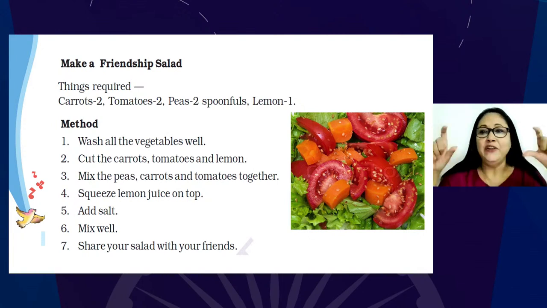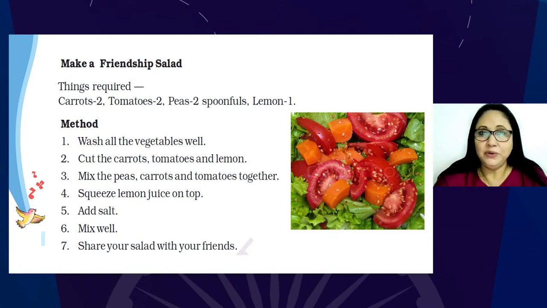And name it a friendship salad. It will be so beautiful. You can use beetroot also. Whatever you want to use, you can use. It will be very tasty. More than taste, it is very good for your health. You will get vitamin C and vitamin A from tomato. You get vitamin C and vitamin A from carrot. And you also get vitamin C from your lemon. And it is so nutritious for you.